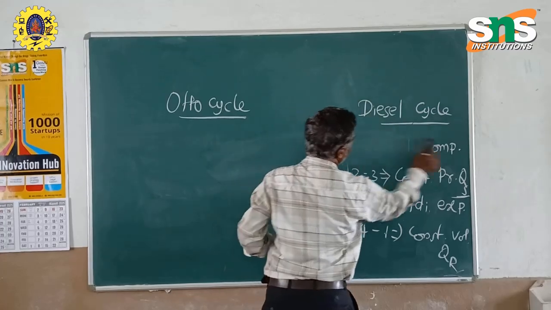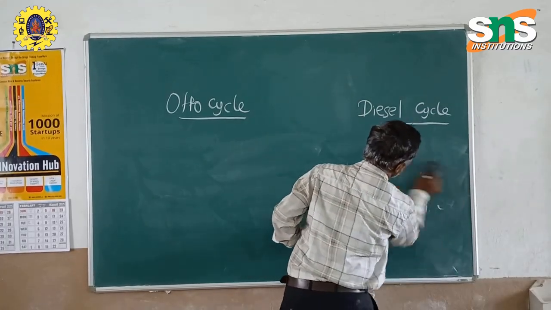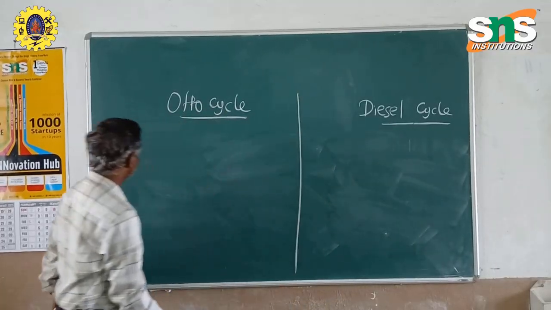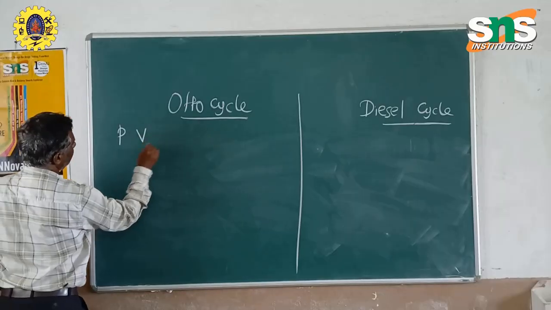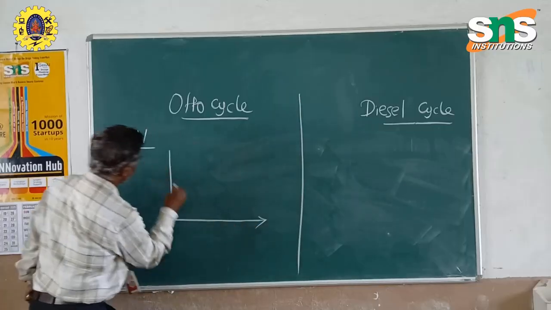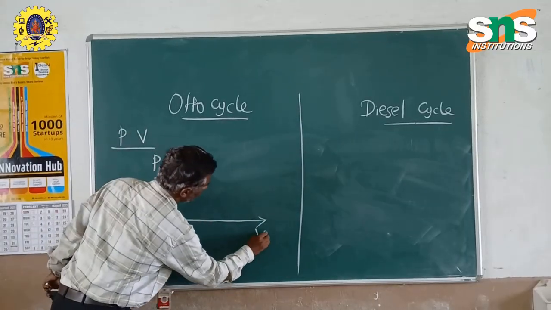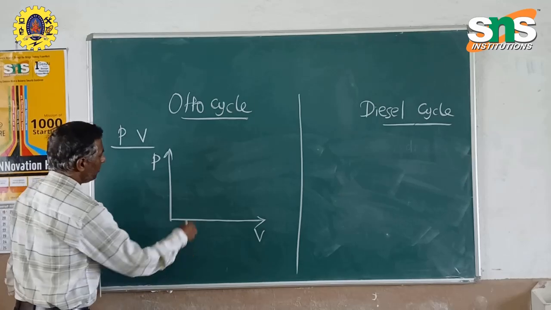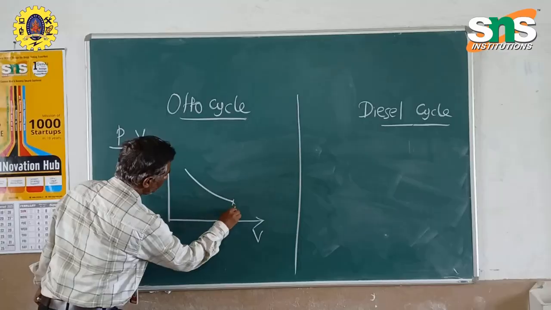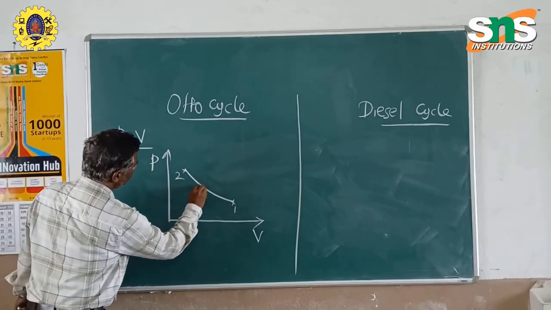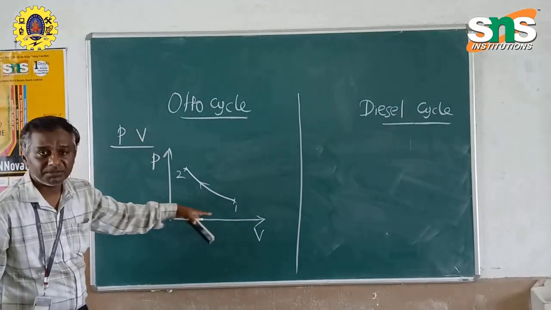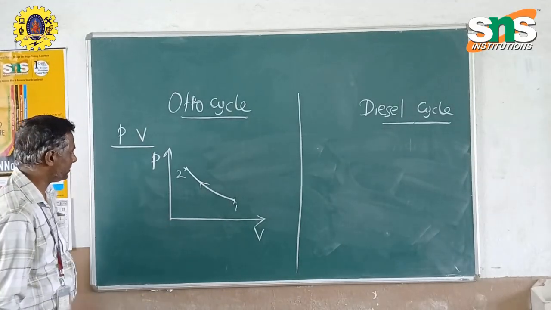Move on to the efficiency point of view. Just draw the PV and TS diagrams. So the PV diagram for the Otto cycle. This is pressure, this is volume. Here 1 to 2 is the adiabatic compression process. The point 1, here point 2. During the adiabatic compression, the pressure is rising, at the same time the volume gets decreased. So that is the 1 to 2 process.